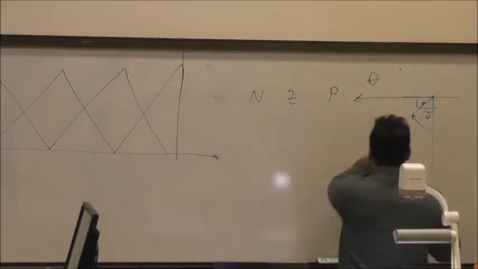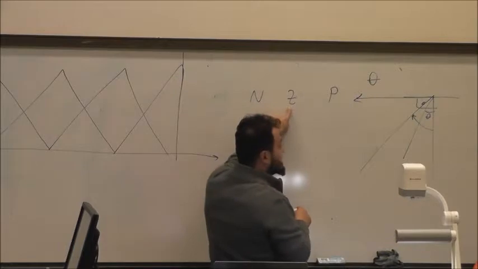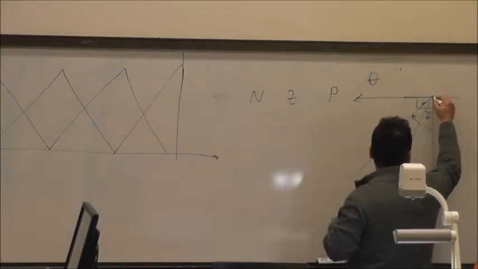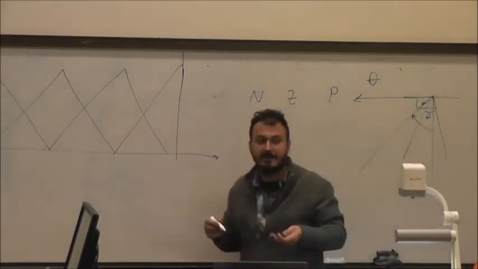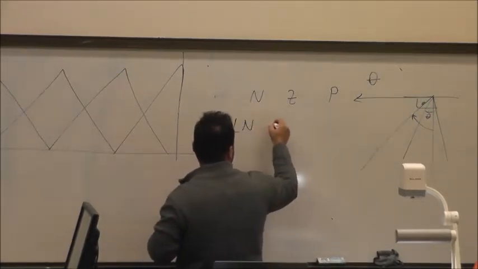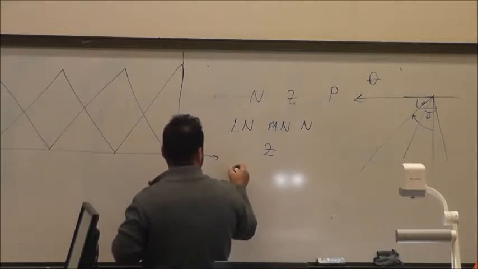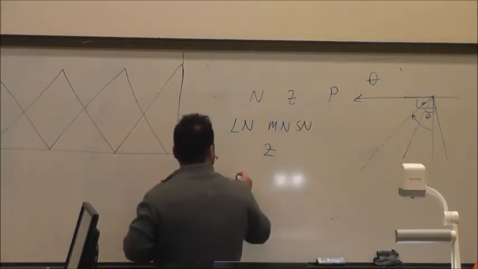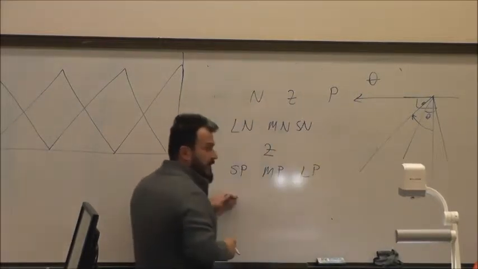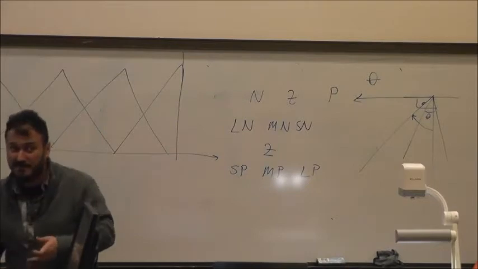Also, based on your linearization, your theta can be between negative and 0. So it could be a really large negative and a small negative angle, where you can take sine theta as theta. So in that case, you can say I have large negative, medium negative, small negative, 0, then small positive, medium positive, and large positive value of theta in radians. So that's how you can construct your membership functions.